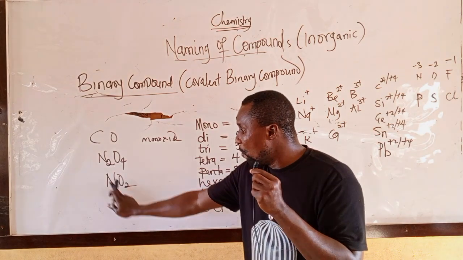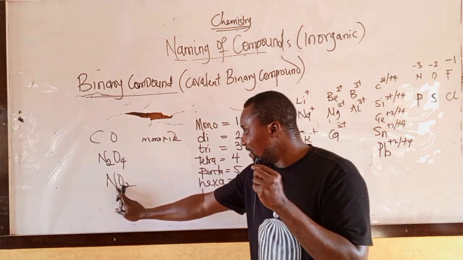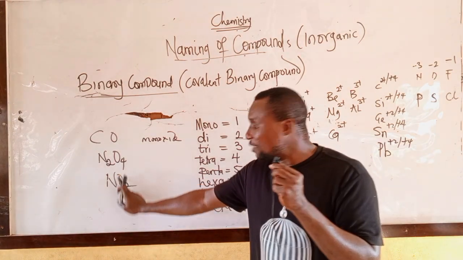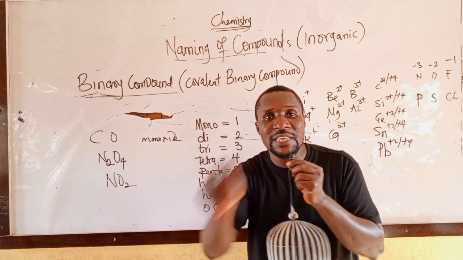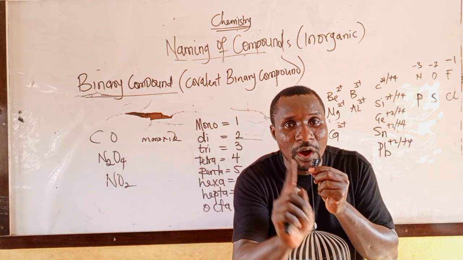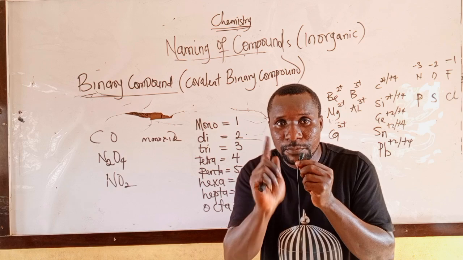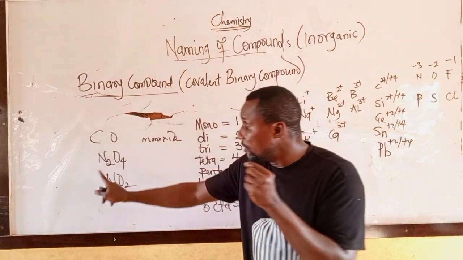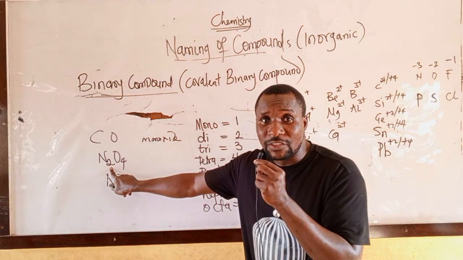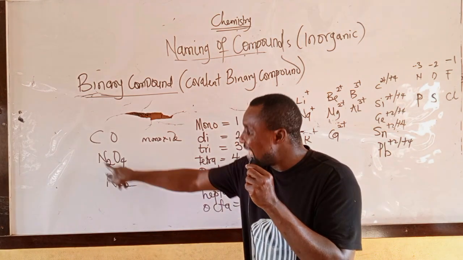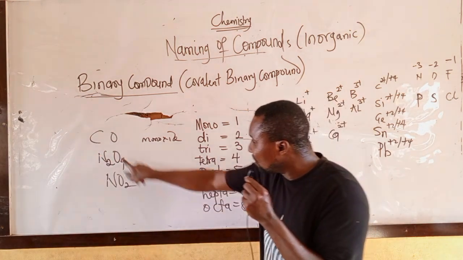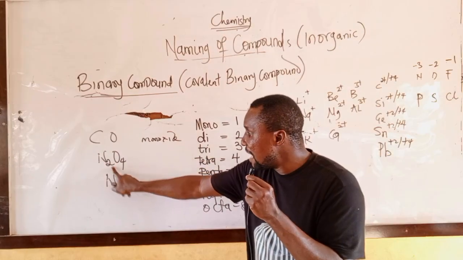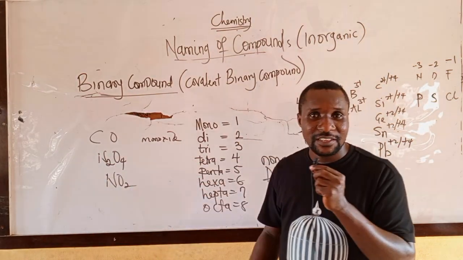Don't say mononitrogen dioxide, since the nitrogen is 1. It's wrong. The rule says if the atomicity of the first element is 1, don't give it a prefix. But if the atomicity is 2, you can say dinitrogen, and 4 oxygens is tetraoxide: dinitrogen tetraoxide. Take note.